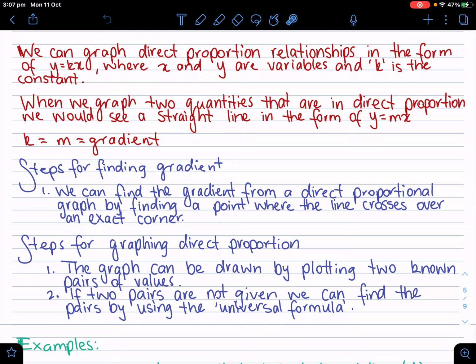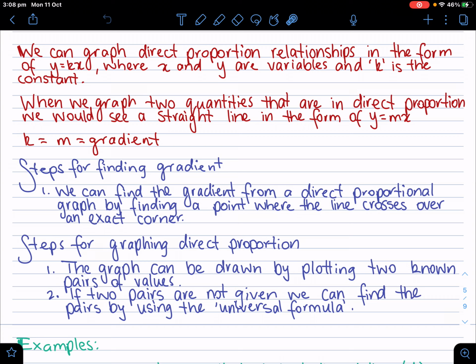So there are two main things we can do from direct proportion graphs. The first thing is we can find the gradient from a graph that's already given. And the second thing we can do is we can graph direct proportion. Also, there's lots of other things we can do. We can extrapolate information from the graph. We can interpolate information from the graph. There's lots of things that we can look at, such as the relationship between things like currency and stuff like that.